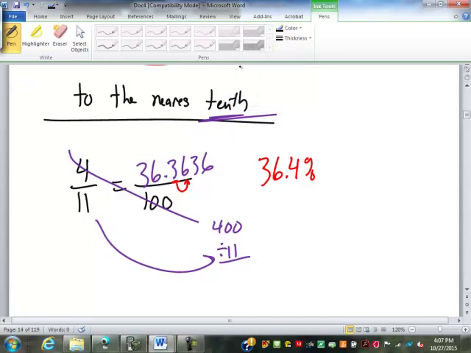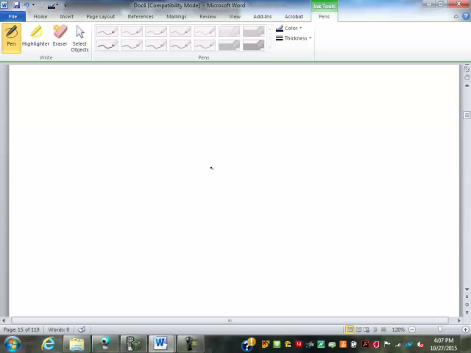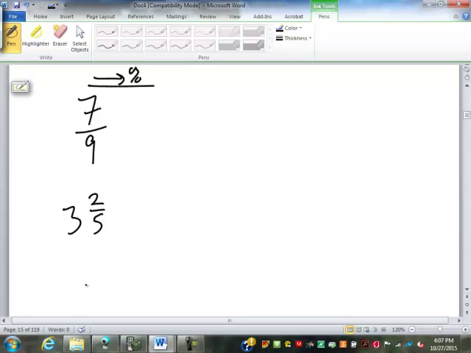So let's have you try a couple. Let's have you take 7/9 to convert into a percent. Let's have you do 3 2/5 into a percent. Let's have you do 3/80 into a percent. So do those 3, to the nearest 100th percent.